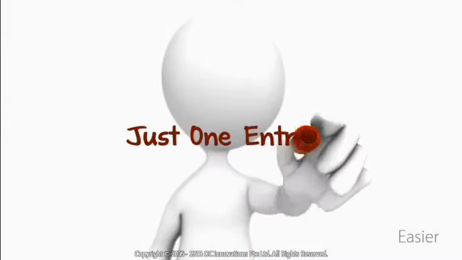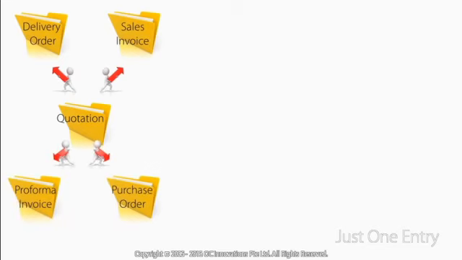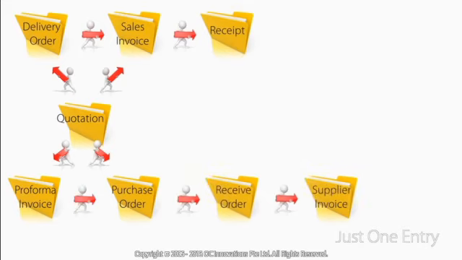Just one entry. This system is so versatile that from a single entry in quotation, the details can be imported into delivery order, sales and proforma invoice, and purchase order. And DO can also go into sales invoice and receipt. Likewise, proforma invoice can go into purchase order, receive order, supplier invoice and finally the payment voucher.